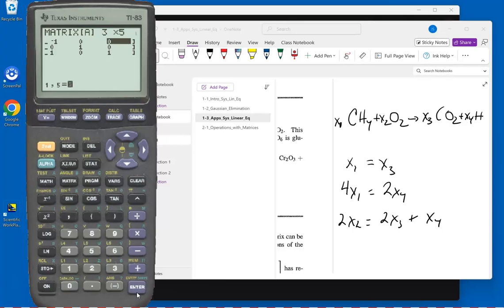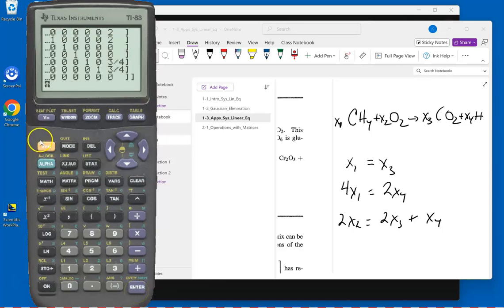4, 0, 0, negative 2. Okay, 4, 0, oops, 0, negative 2. Oh, I actually put the negative sign in there, right? 0. Good. So 4, 0, 0, negative 2, 0. And the last one, 0, 2, negative 1, negative 2, negative 1, 0. Good. We okay with the matrix? Okay. All right, so get back out of here.